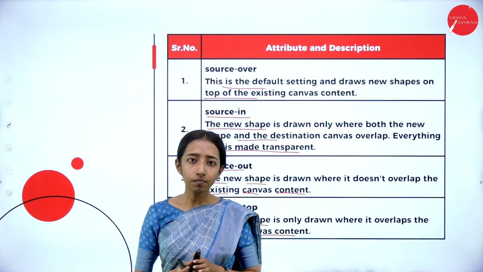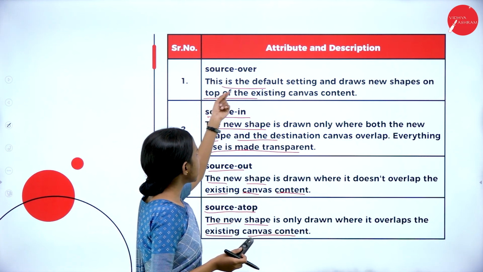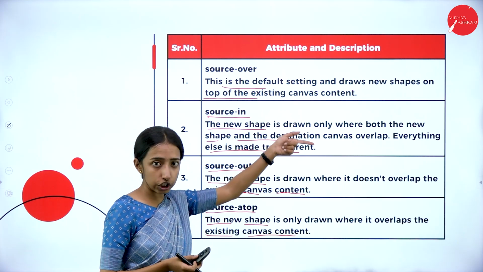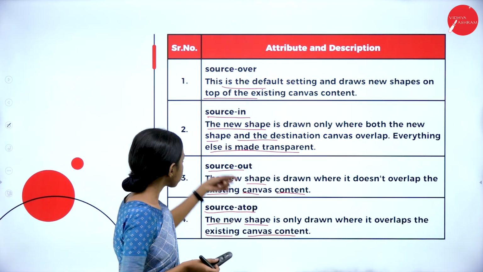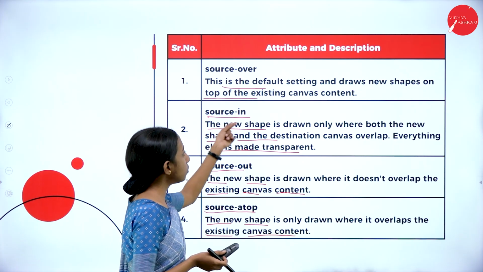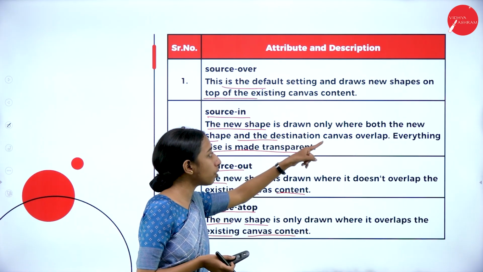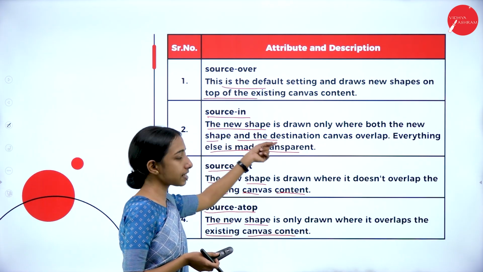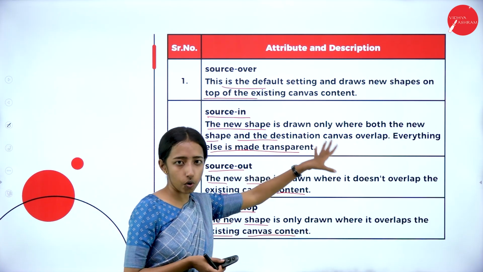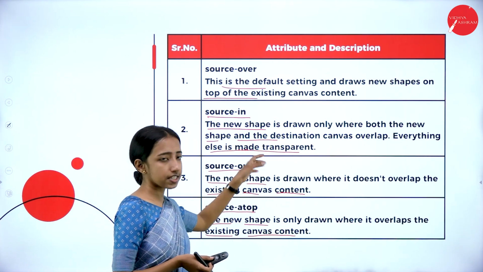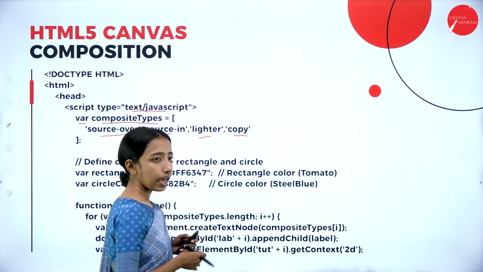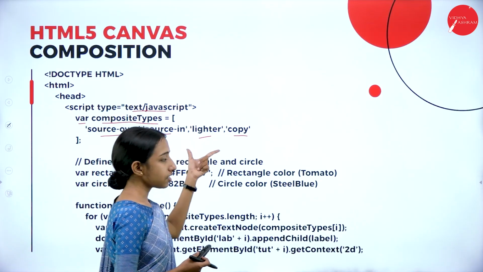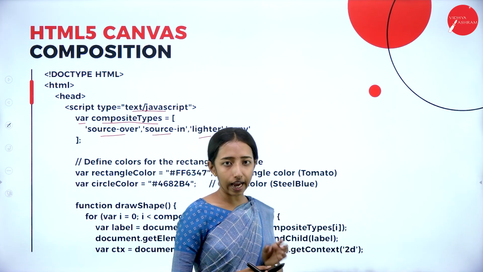So what it is saying: source-over is the default setting, which draws the new shape on top of the existing canvas content. Source-in is where the new shape is drawn only where both the new shape and the destination canvas overlap. Everything else is made transparent. And here we have taken copy at the end. So these are the things we are drawing in our canvas.